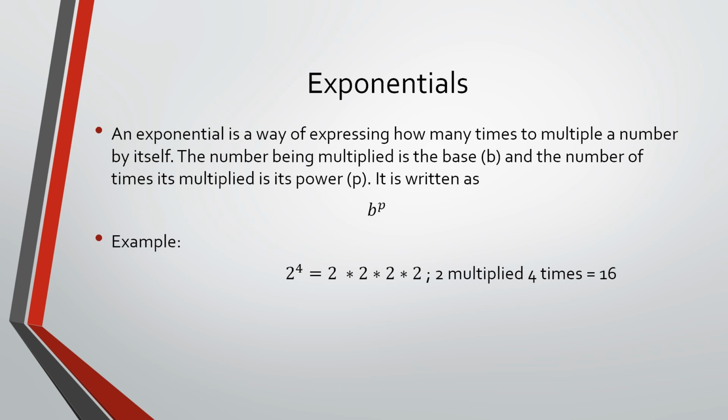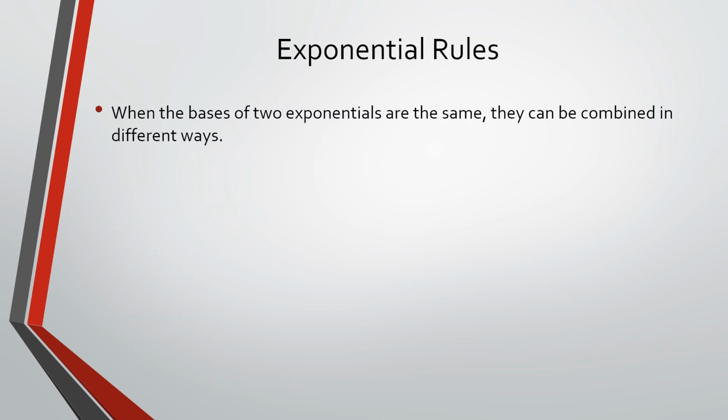If it was 2 to the power of 5, we would just multiply it one more time, so we would have 32. And so on and so forth, okay? There are some exponential rules that will be useful to know, okay? So, when the bases of two exponentials are the same, they can be combined in different ways, okay? So when the bases are the same, they can be combined in different ways. If the bases aren't the same, these rules don't necessarily apply, okay?